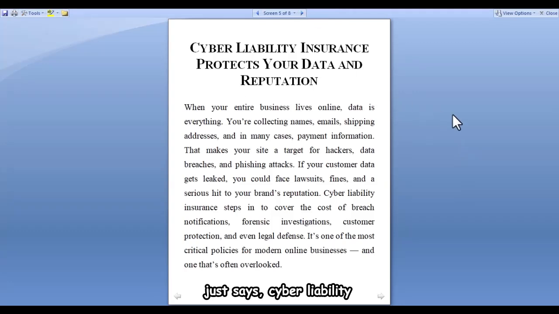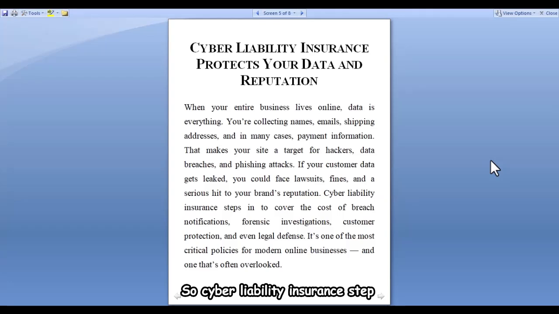The next page says cyber liability insurance protects your data and reputation. When your entire business lives online, data is everything. You are collecting names, emails, shipping addresses, and in many cases, payment information. That makes your site a target for hackers, data breaches, and phishing attacks. If your customer data gets leaked, you could face lawsuits, fines, and a serious hit to your brand reputation.